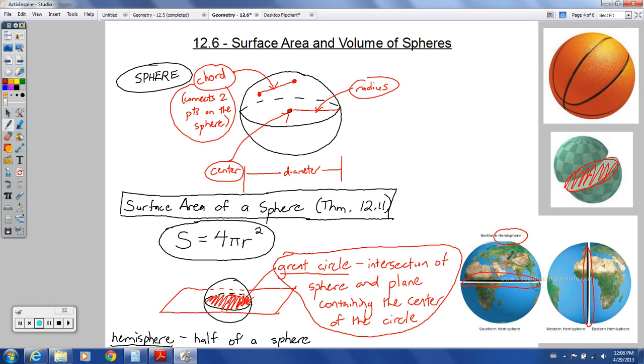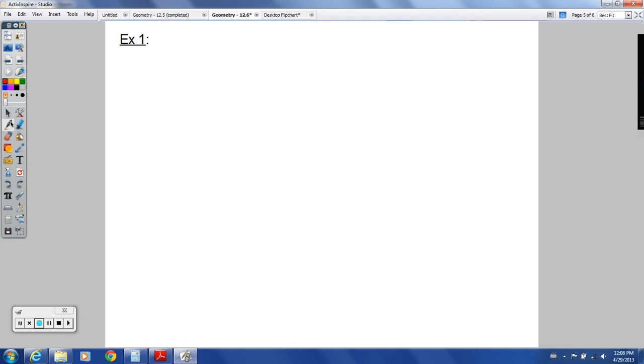You have the northern hemisphere and the southern hemisphere of the Earth. Here you have the western hemisphere and the eastern hemisphere of the Earth as well. So these are examples of hemispheres. The ones we're probably most used to hearing about is half of the Earth. So let's move on to an example now where we use that formula to figure something out.